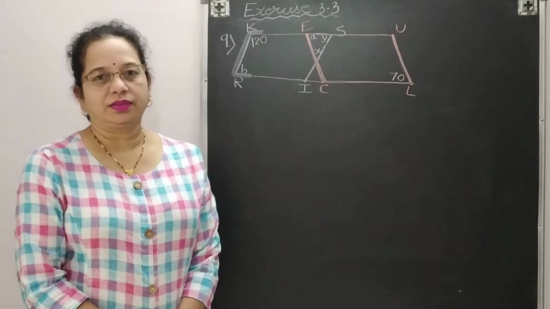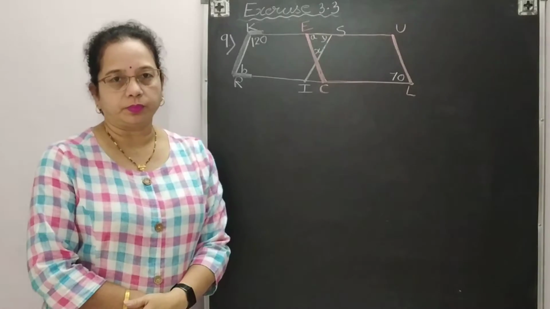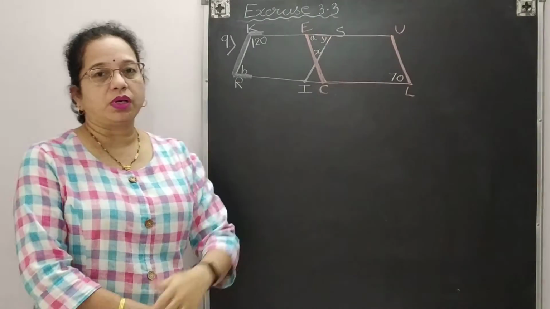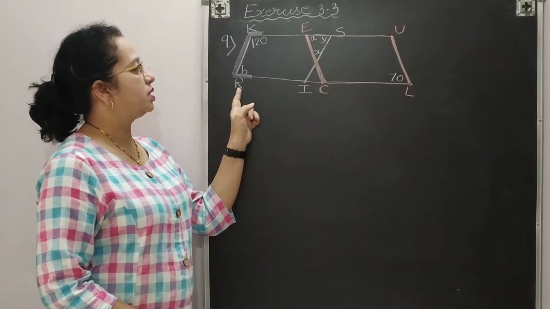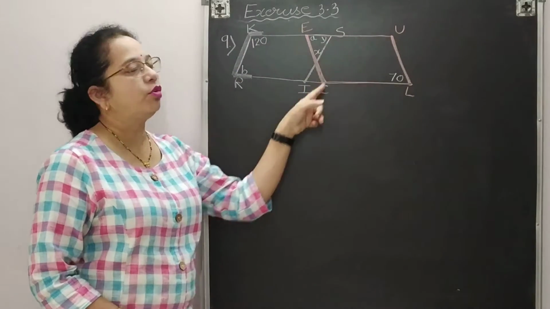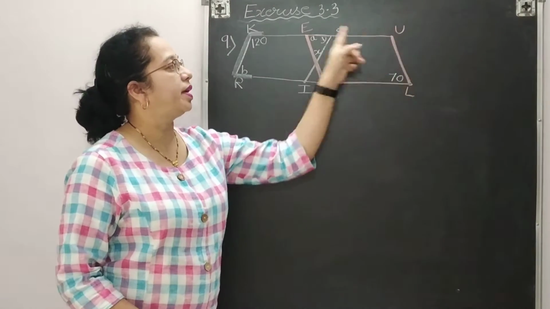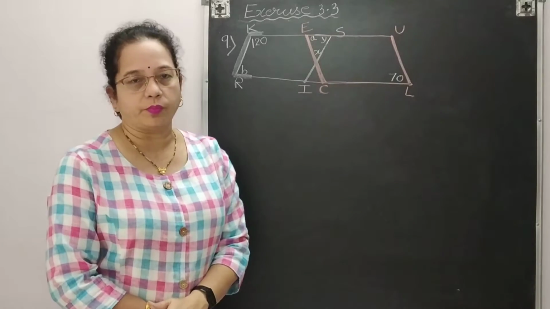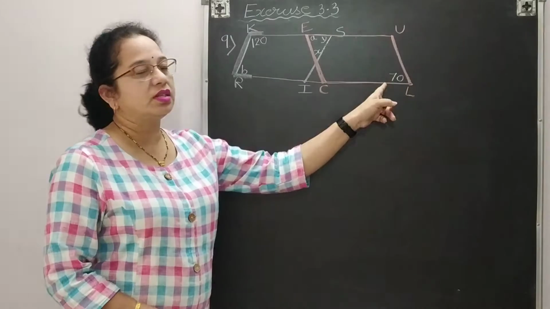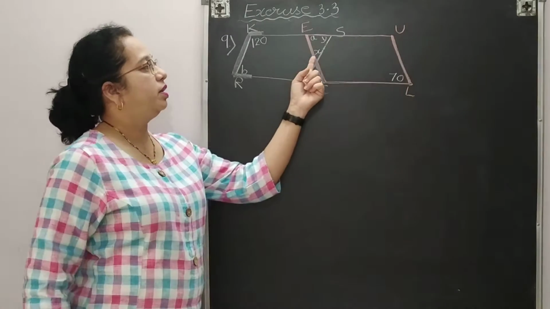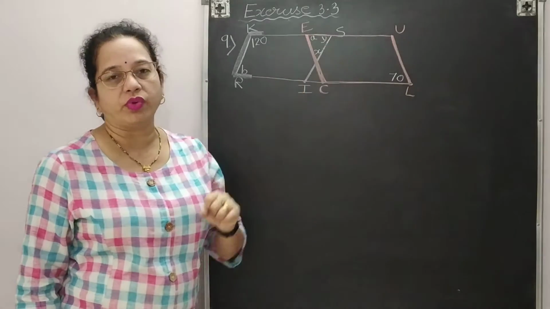Hello friends, today I am going to continue exercise 3.3. So the question number 9, here two parallelograms are given. One is RISK that I have drawn with white color chalk, and another parallelogram is CLUE that I have drawn with pink color chalk. Two angles are given, this is 120 degree and this is 70 degree, and you need to find the value of x. This is the small x.